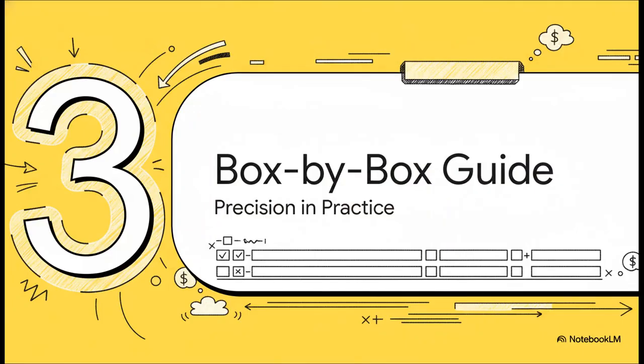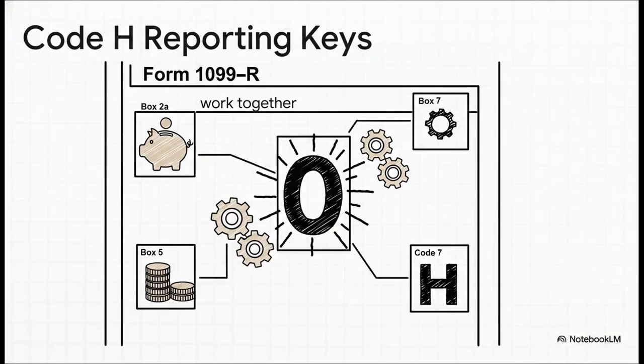Okay, theory's done. Let's get practical. Let's pull up the form itself and see how all this stuff translates into actually putting numbers in boxes. This is where that separate contract rule really comes to life. So for a Code H transaction, you've got 4 key boxes that have to work together in perfect harmony. Box 1, that's the total amount being moved.